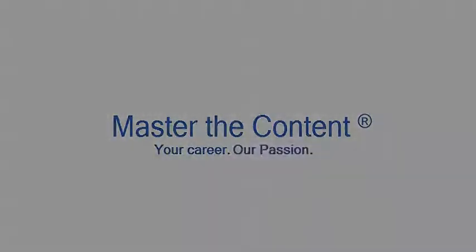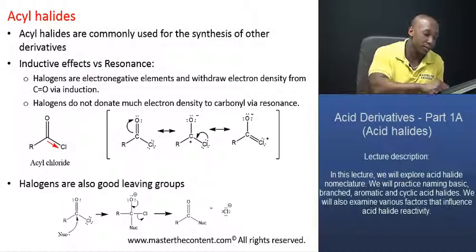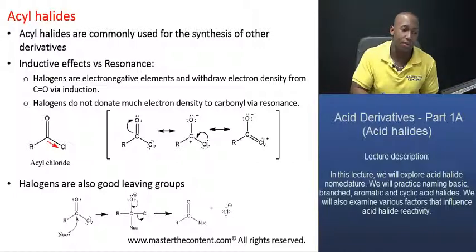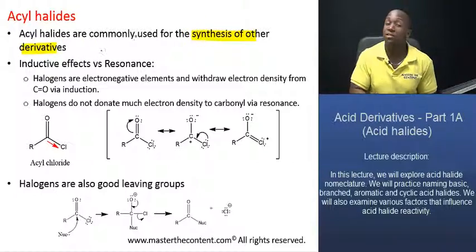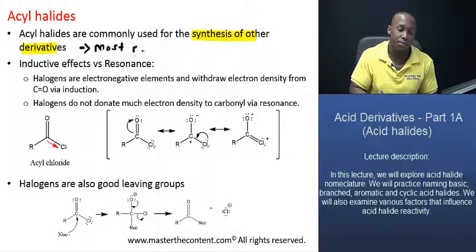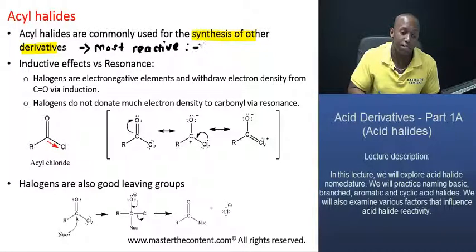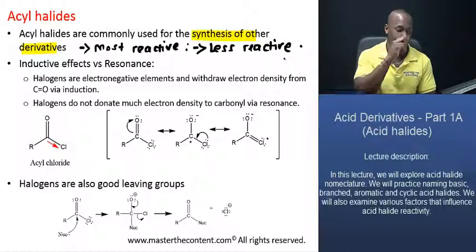Your career, our passion. And pretty much what we're doing here is discussing the properties of acyl halides at length. Now, acyl halides are commonly used for the synthesis of other derivatives. Why are they used for the synthesis of other derivatives? Because they are the most reactive of them all. They're the most reactive of all the acid derivatives we're going to be talking about today. And because they are the most reactive, they can be used as a precursor to synthesize less reactive derivatives.